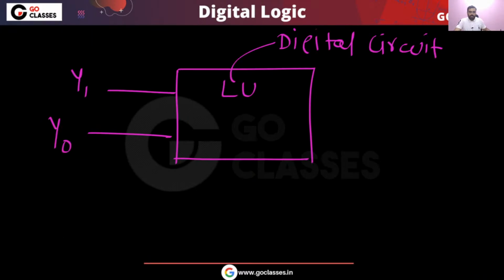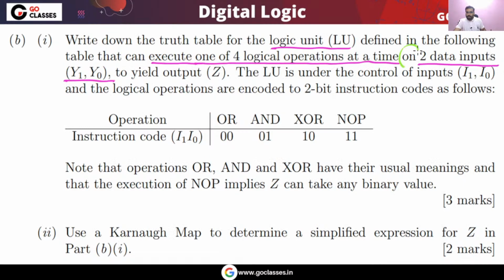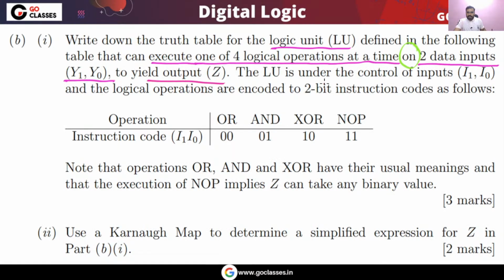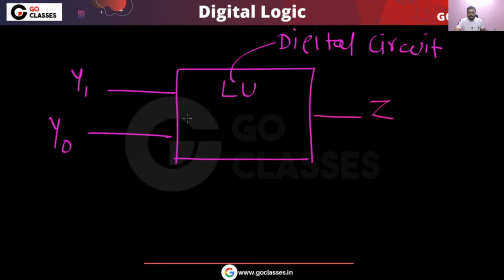The question is saying that on these two inputs, this logical unit will perform these operations. These operations will be performed on these two inputs, y0, y1, to yield the output z. For this logical unit, the output is z. And there are two control inputs. This logical unit has two control inputs, I1, I0.